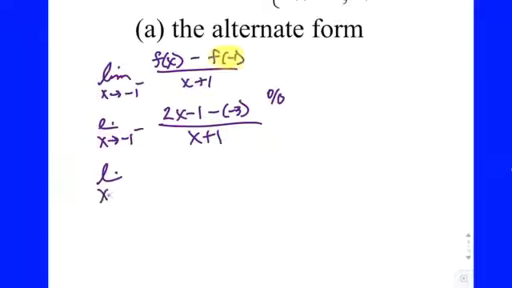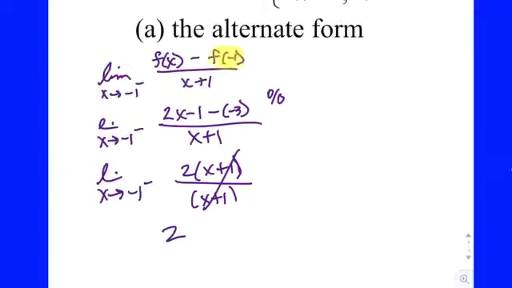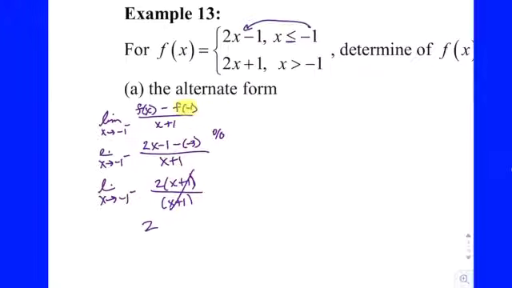So if I simplify this, I get 2x plus 2, sorry. I could factor out the 2 and get 2 times x plus 1 over x plus 1. Those divide out, and I get 2. Now, not surprisingly, the slope is 2 coming in from the left.